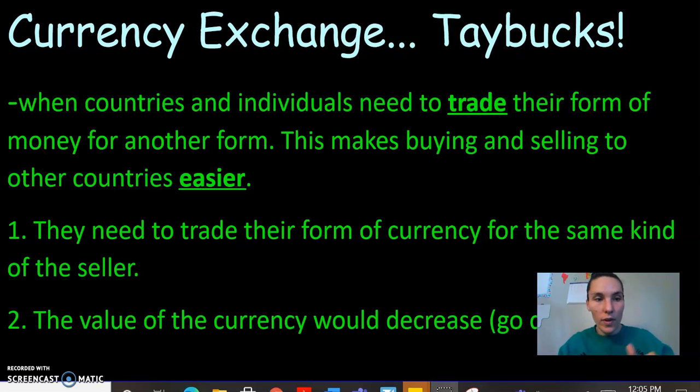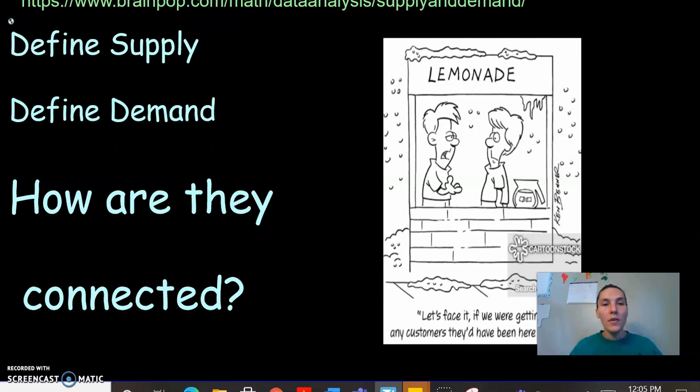So let's move right along. At this point, you're going to watch a brain pop, and I can link that for you in our lessons on CTLS. So you need to define supply and demand and explain how they're connected.